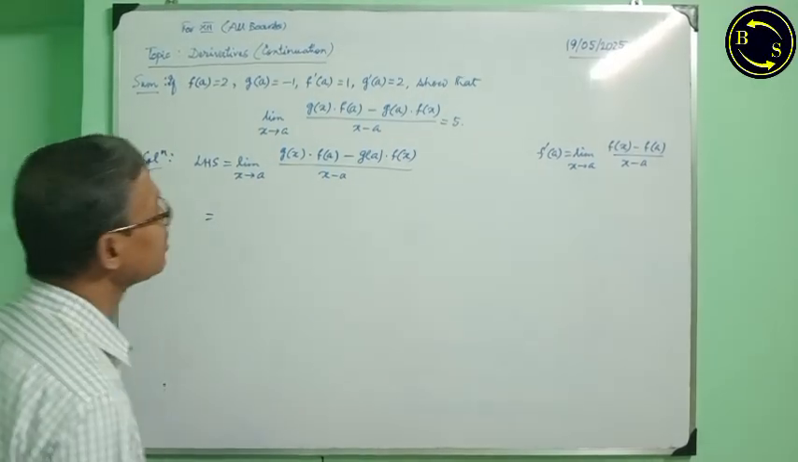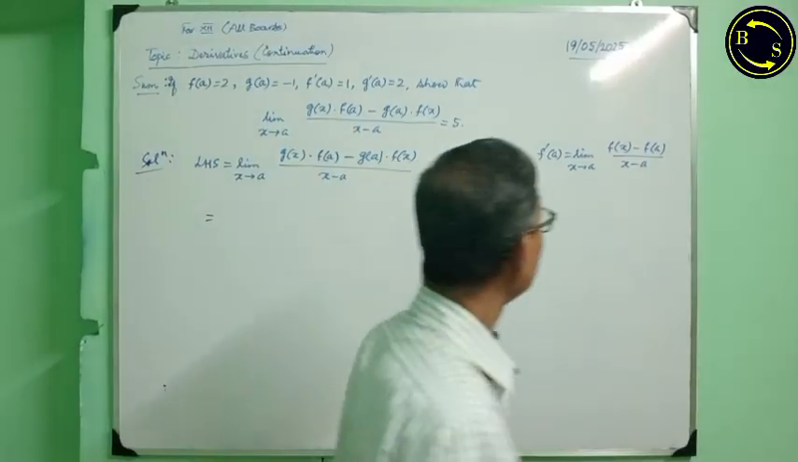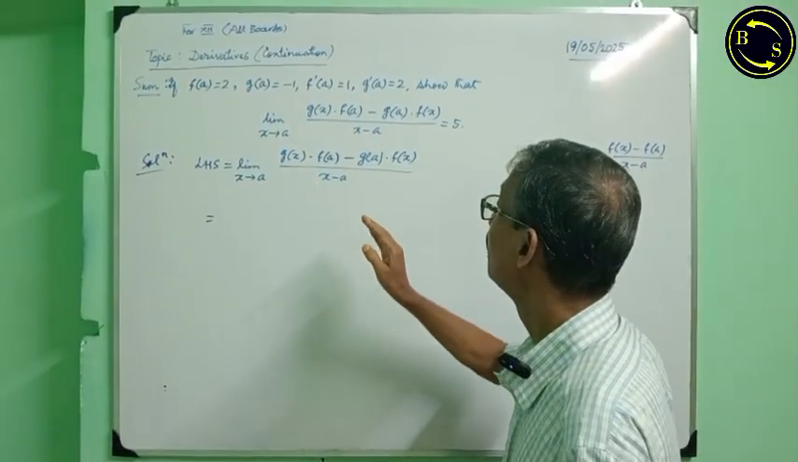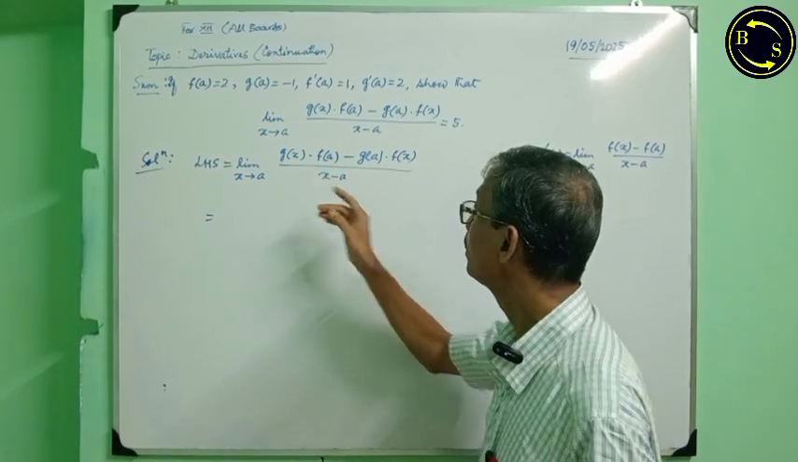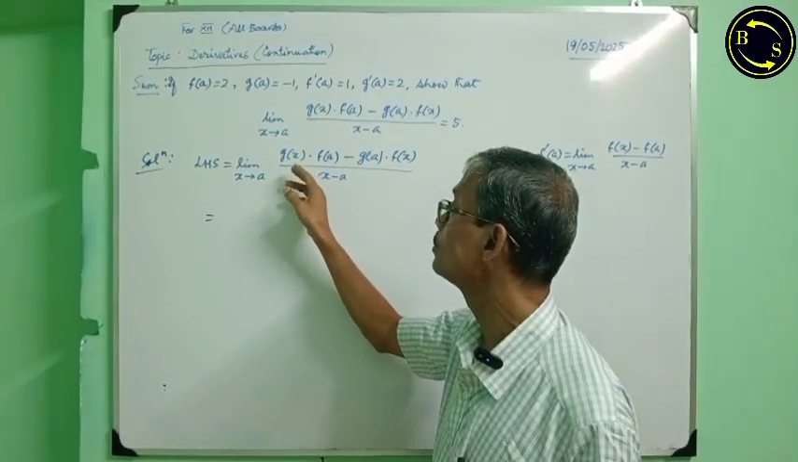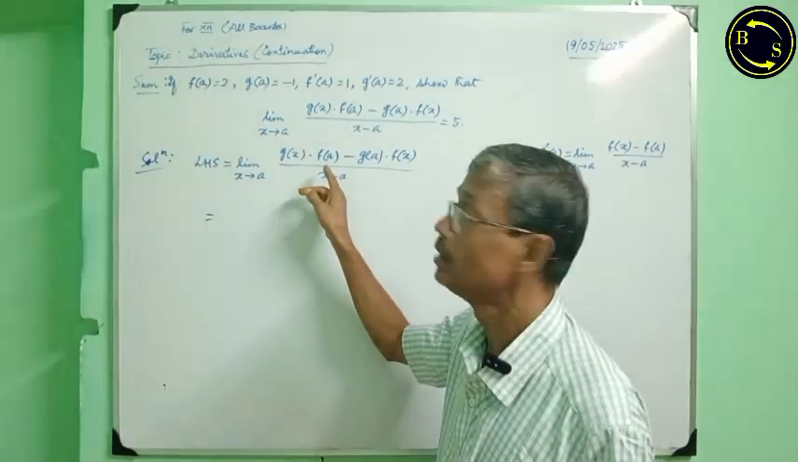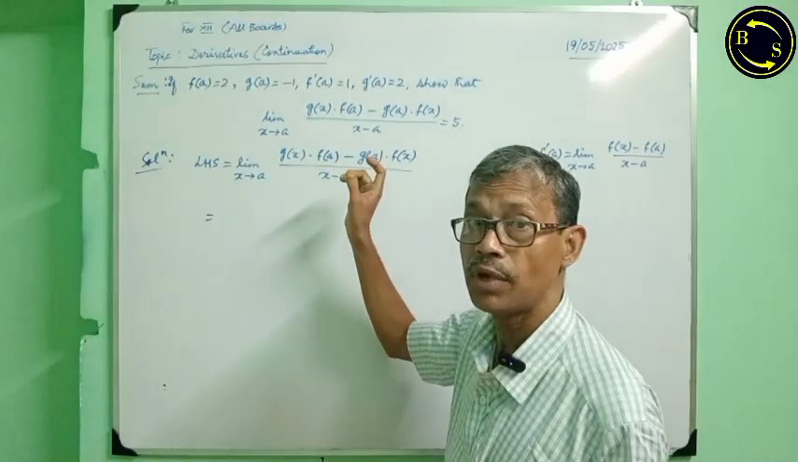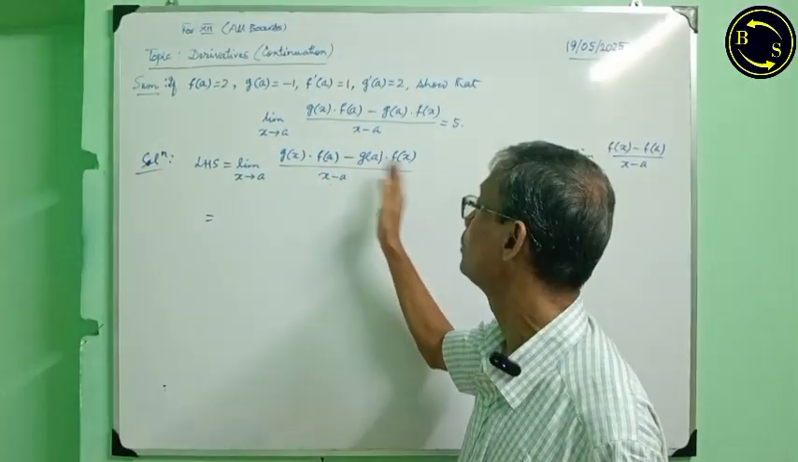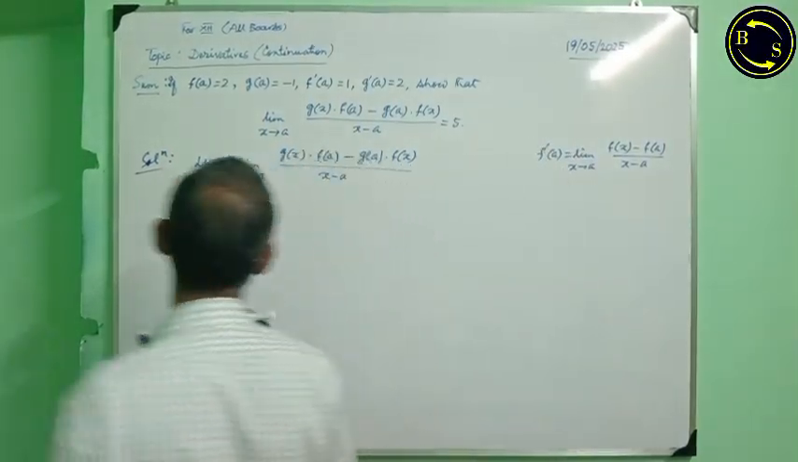Now gx is there. If I take gx minus ga, then I get this form, gx minus ga whole into fa. That fa part or ga part is to be adjusted. Follow that.